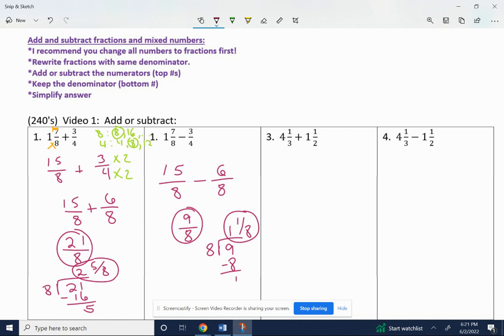Try the next two problems on your own. Pause the video, try the next two problems on your own, and then check them. Unpause and check.